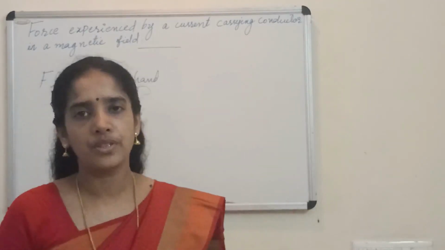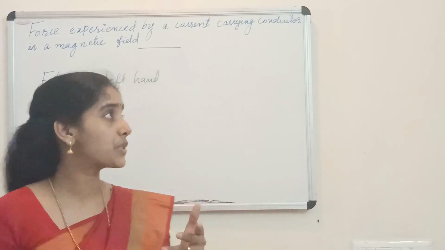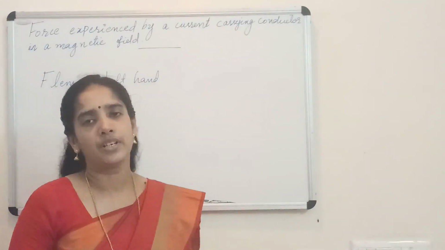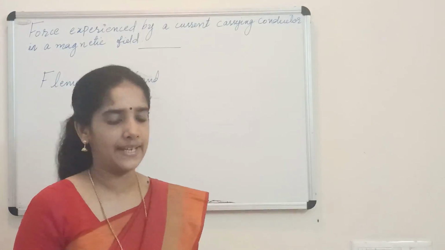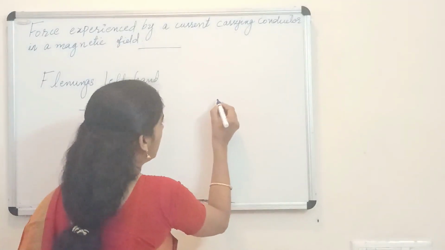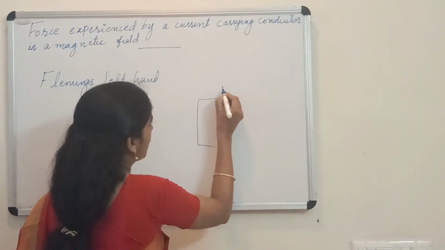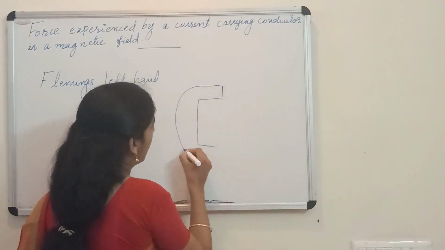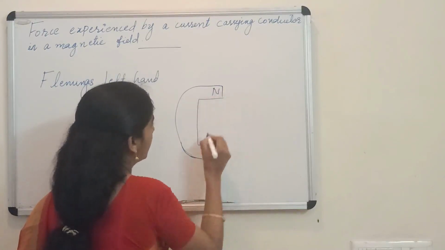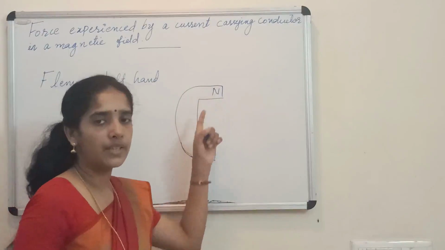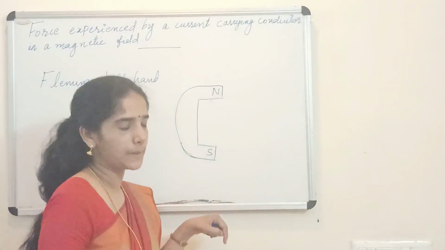Okay, so before we go to this rule, let us see a small activity or a small experimental arrangement which helps us to understand the arrangement of the current carrying conductor, how it is to be kept in a magnetic field. So for that we need a source of magnetic field. Here I am showing a U-shaped magnet as the source of magnetic field. Let me show here north and here south. If here it is north and here it is south, then magnetic field lines are like this, north to south.